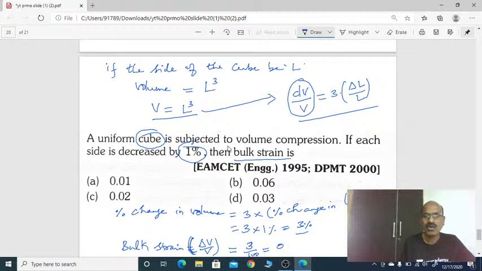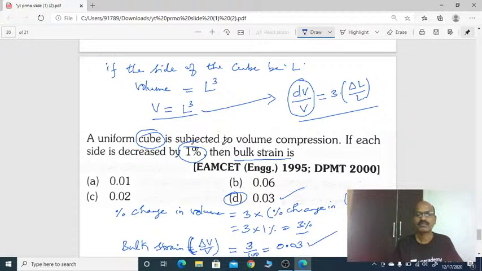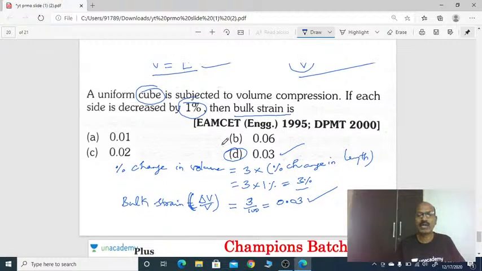So 0.03, option D. Then the bulk strain will be 0.03. Option D is the correct answer. That's the end of today's session.